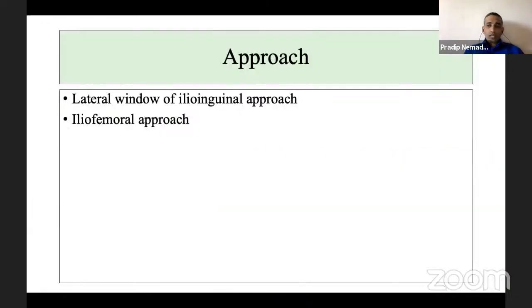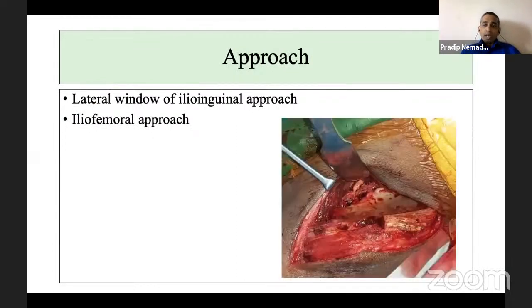As for approach, we have two approaches for this. Either we can use the lateral window of the ilium approach, or we can use the iliofemoral approach. I tend to use the iliofemoral approach for two reasons. Number one, it gives a very wide exposure, and that is what is required, because you want to get some perspective while temporarily fixing this, or trying to get the trajectories. That is number one.